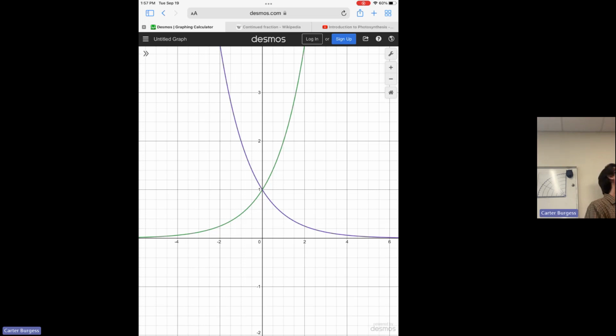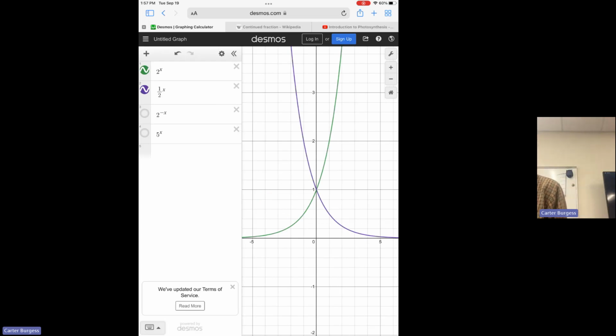And so sure, we could think of these as two separate models, but again, my claim is that growth and decay are really the same thing. They're two sides of the same coin. And in fact, that is exactly true. 2 to the x and 1/2 to the x are just reflections of one another. Normally, how do we do horizontal reflections? Well, we take x and we make it negative.